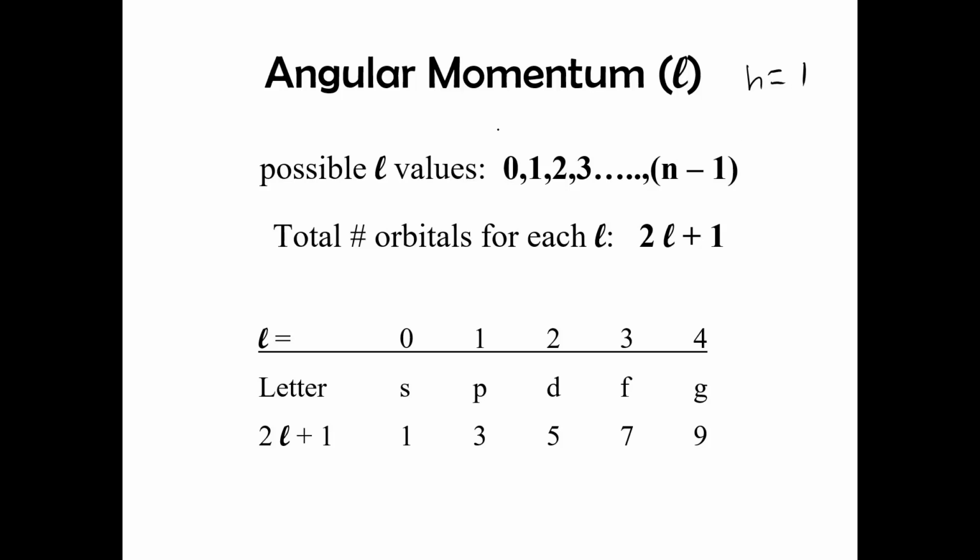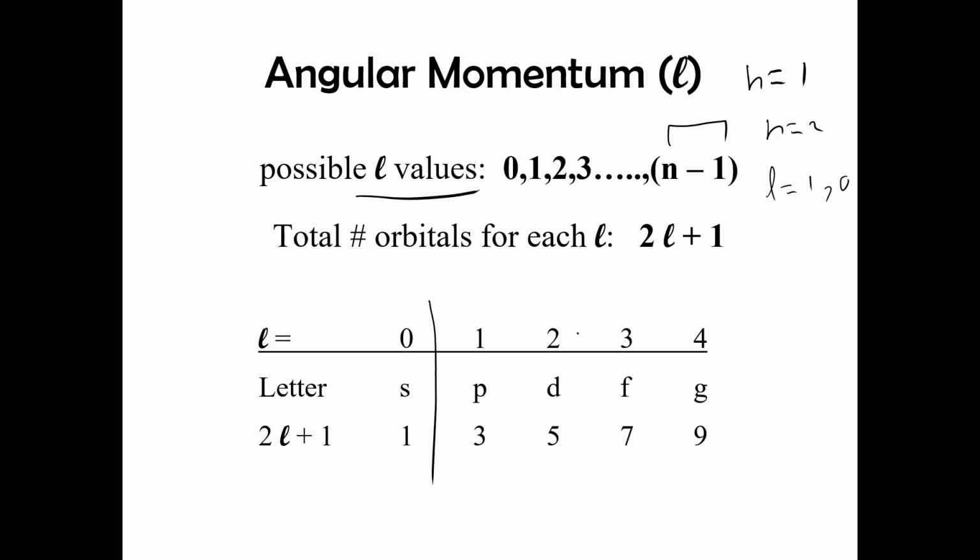For n equal to 1, we can only have a possible L value of n minus 1. That's the highest possible L value. So for n equal 1, we can only have an s orbital, or L equal to 0, so that's just one orbital. For n equal to 2, we have L equal to 1 or 0. So for the second quantum level, we can have electrons in an s orbital or a p orbital.